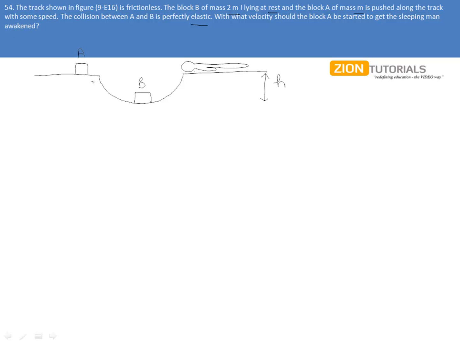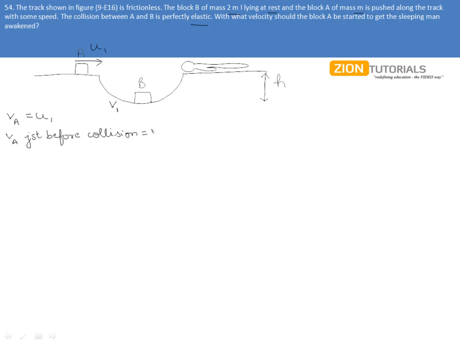So, let us assume that block A is given a velocity of u1 initially, and when it reaches B, before the collision it has a velocity of v1. So the initial velocity of A is u1, while the velocity of block A just before collision is v1.